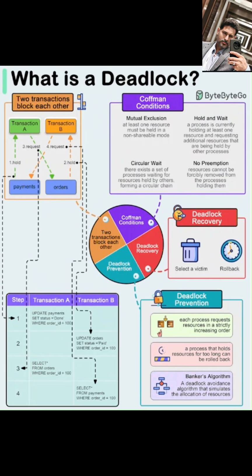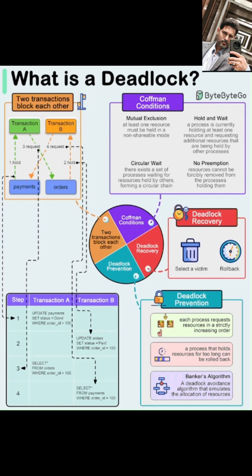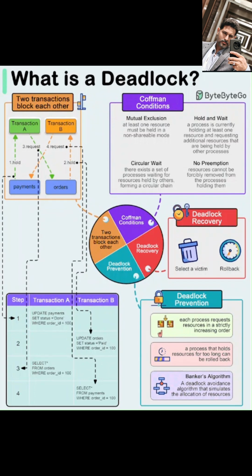So, what can we do about these pesky deadlocks? There are two main approaches: deadlock prevention and deadlock recovery. Deadlock prevention aims to stop deadlocks from happening in the first place by making sure one or more of the Coffman conditions never occur. Some strategies include strictly increasing order of resource requests.